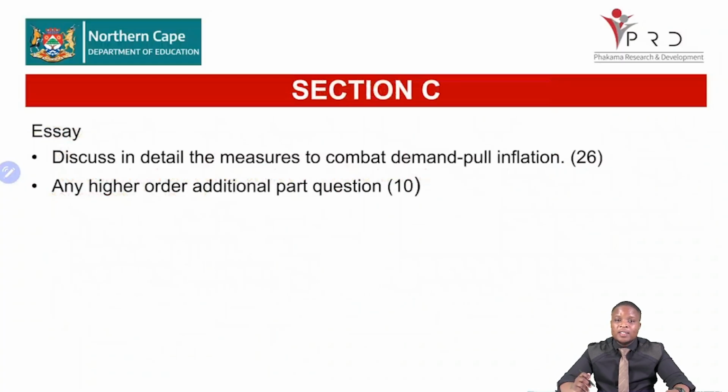Right, so for the essay that we are going to be revising today, we are going to revise the essay that we find under the unit of inflation. It says discuss in detail measures to combat inflation, and then we'll have the introduction for 2 marks and conclusion for 2 marks. And remember, when you find this in the examination, you'll be given a higher order additional part for 10 marks, right? So before you write a conclusion, you must answer the additional part, right? So let's go through the essay together.